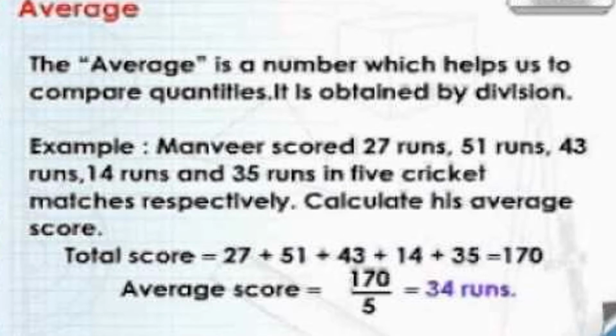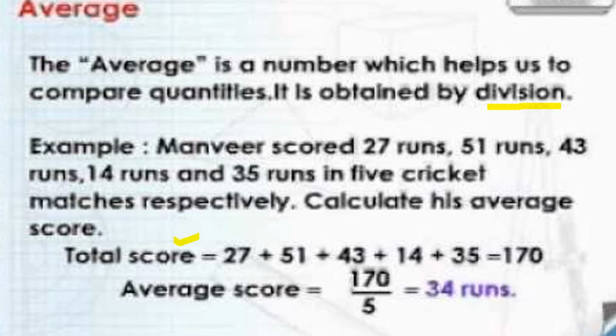See, the average is a number which helps us to compare quantities. It is obtained by division. See the example I have given you. Manvi scored 27 runs, 51 runs, 43 runs, 14 runs and 35 runs in 5 cricket matches respectively. Calculate her average score.